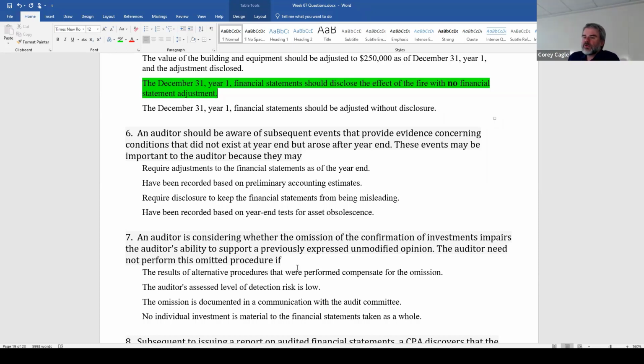B says have been recorded based on preliminary accounting estimates. What that means, these events may be important because they may have been recorded based on preliminary accounting estimates. Kind of a stupid one. I'm not real sure what they're getting at, but that's not the right answer. C says these events may be important to the auditor because they may require disclosure to keep the financial statements from being misleading. That's exactly what we do, right? That's our whole thing.